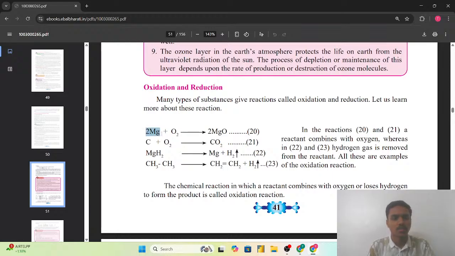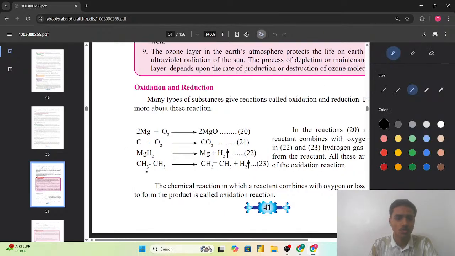So here, magnesium oxygen reaction, we have seen that magnesium oxide is formed. Then we have seen about the carbon, when it reacts with the oxygen, leads to the formation of carbon dioxide compound. Magnesium hydride on decomposition gives magnesium plus hydrogen gas. CH3CH3, this is one of the compounds. So for this, we are going to see the detail.